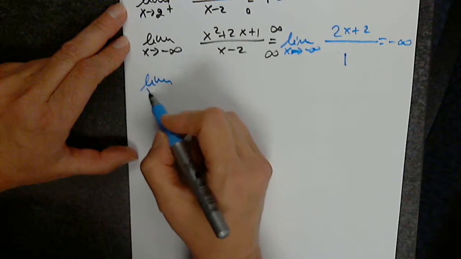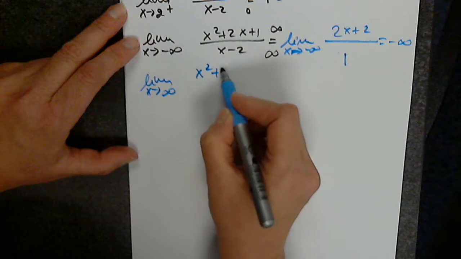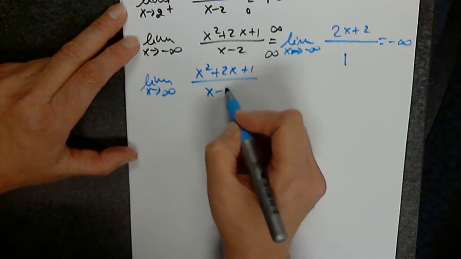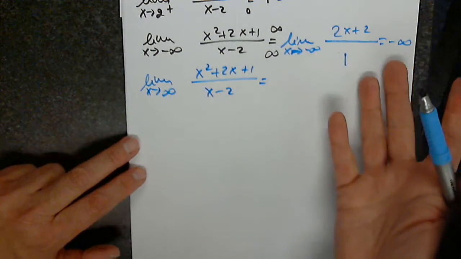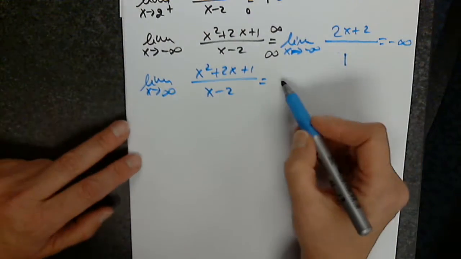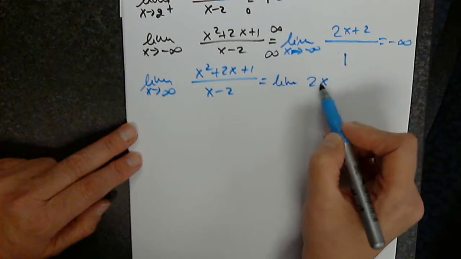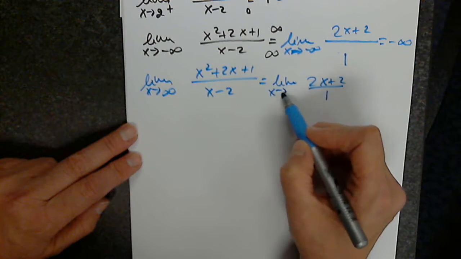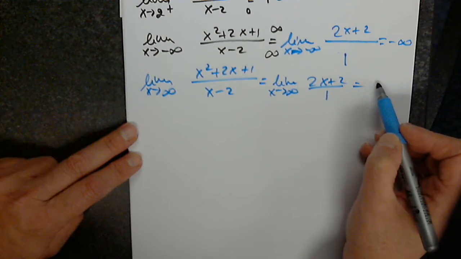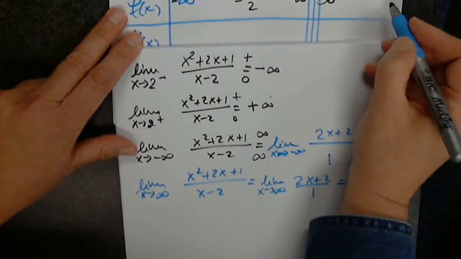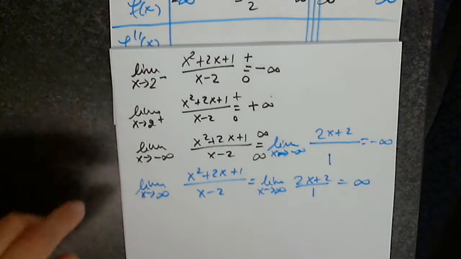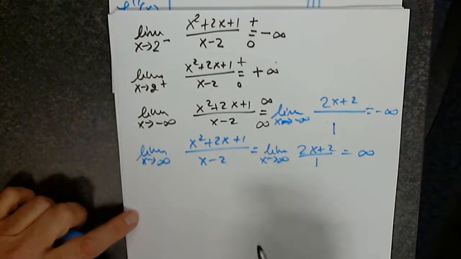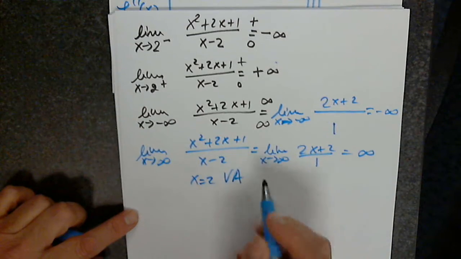So now the limit as x approaches infinity of x squared plus 2x plus 1 over x minus 2. I will differentiate in the same way because it's infinity over infinity. And I get 2x plus 2 over 1 as x approaches infinity. The limit is? Good. I need to determine, so obviously x equals 2 is a VA.